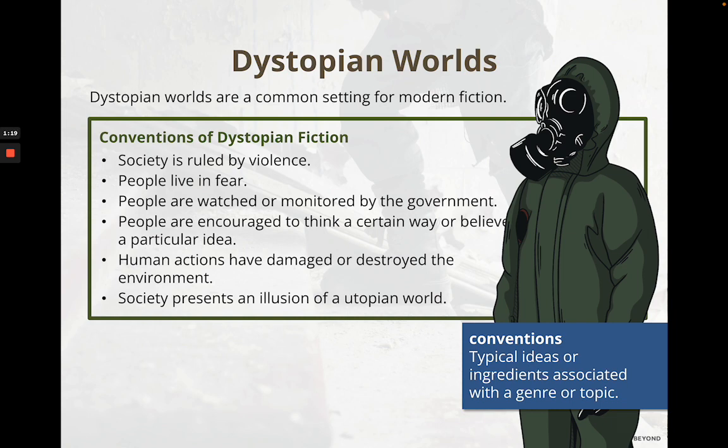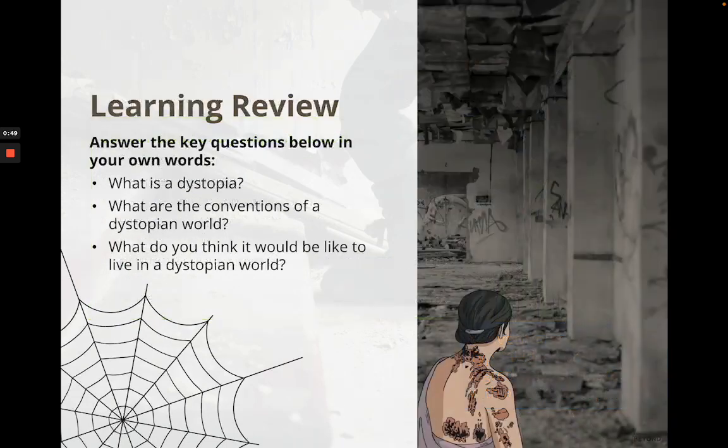Human actions more than likely have destroyed the world or created some imperfect version of the world, whether that is something that was created in a lab, a war, or some sort of explosion. But usually the world that these characters live in is a dark, grim, and usually destroyed one. Finally, the society and the government in particular want to present that they are creating a perfect world, but it is usually quite the opposite.